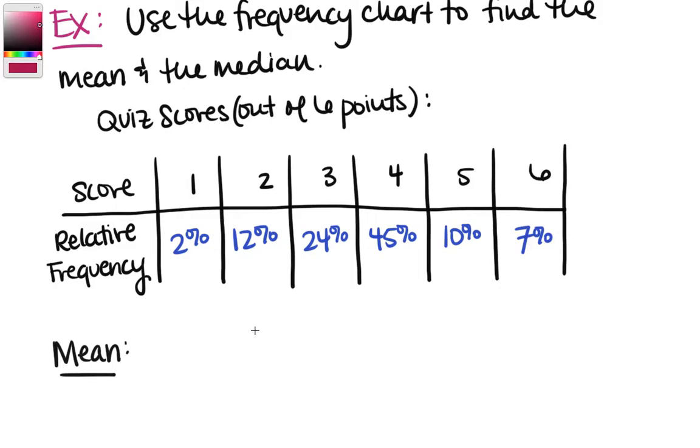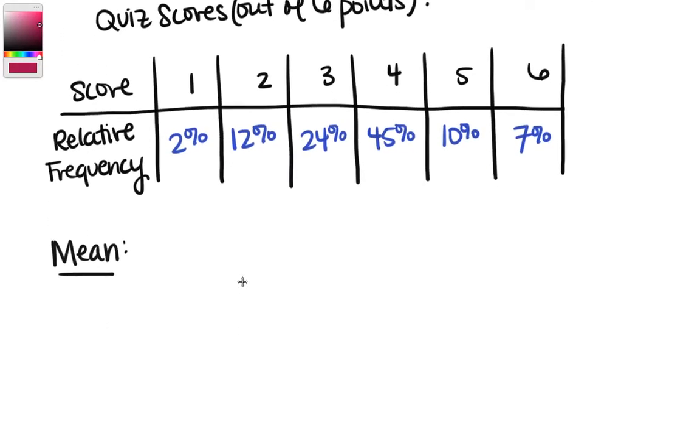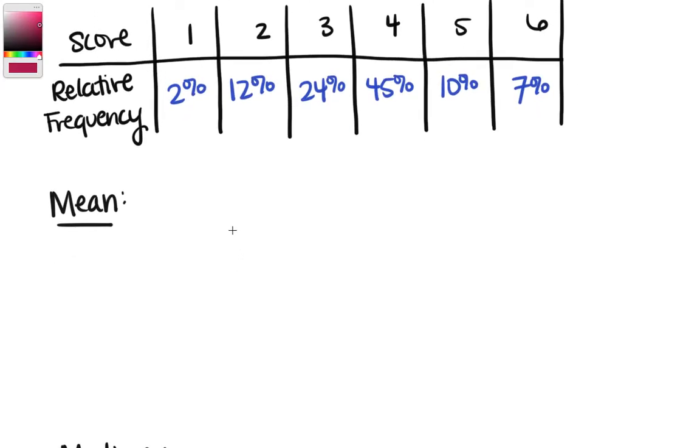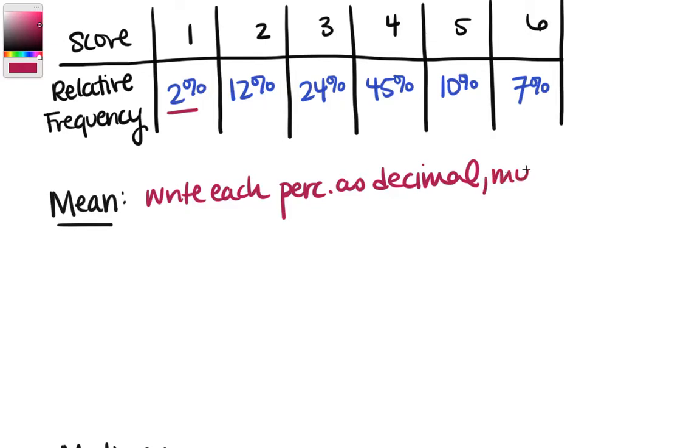All right. So what we are going to do is figure out the mean and the median here. For the mean, we don't just want to average all of these scores. That would be saying that the same number of people got a 1, as a 2, as a 3, as a 4. But we can compute a weighted average using these percentages. So what we're going to do is write each percentage as a decimal, multiply it by the score, and add all of those together.